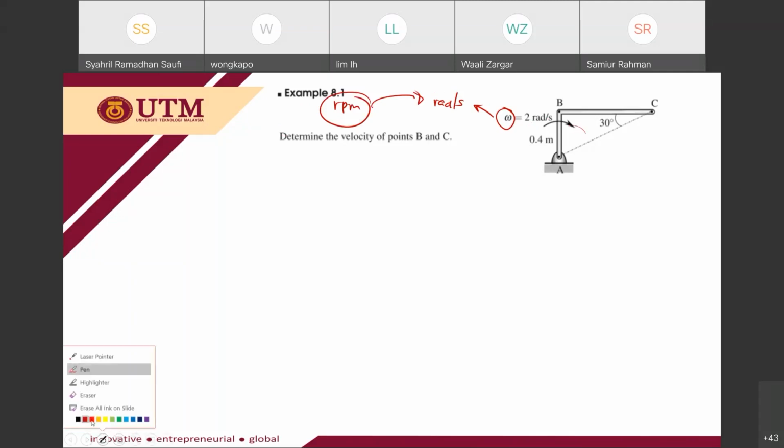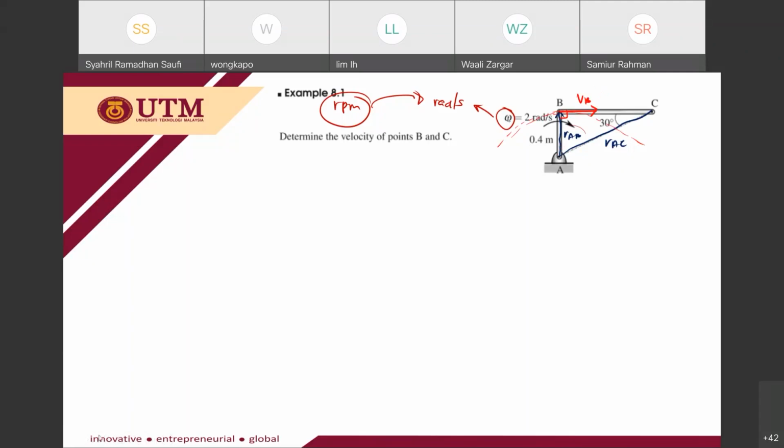So basically, this is the radius line, RAB, and this is the radius line, RAC. Since omega is clockwise, we know the velocity should be in this direction. VB is perpendicular to the radius. The path of motion will be like this, because it's rotating. Tangent to the path and 90 degrees to the radius line is your VB.